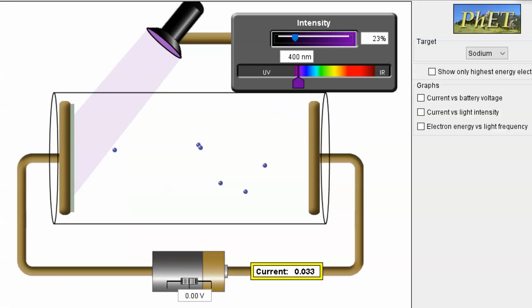So here I am with purple light at a relatively low intensity of 23%, and it is causing the ejection of electrons from the metal surface. That's because the light imparts enough energy to those electrons that they can jump across the gap. Now, if I increase the intensity of the light, that increases the number of electrons that are jumping across the gap per second. Okay, that seems reasonable.